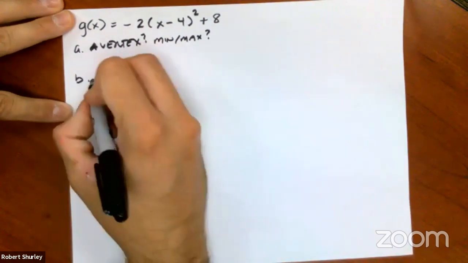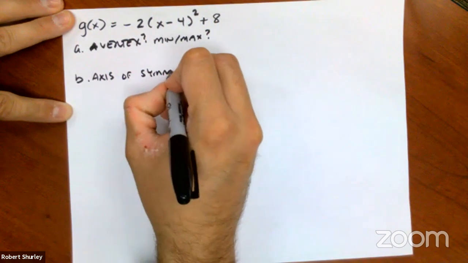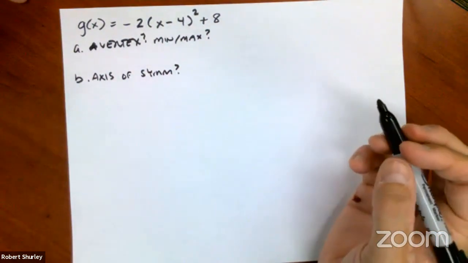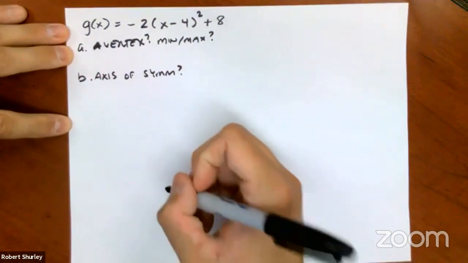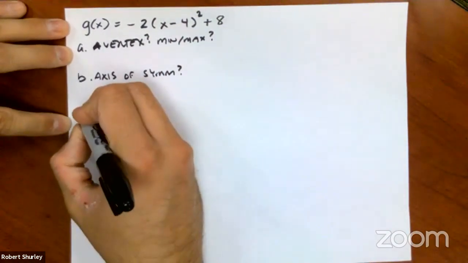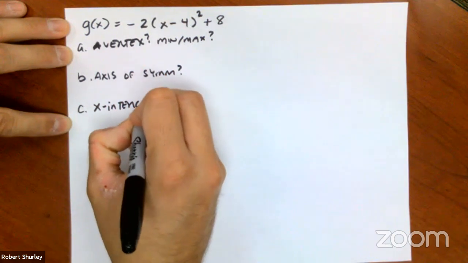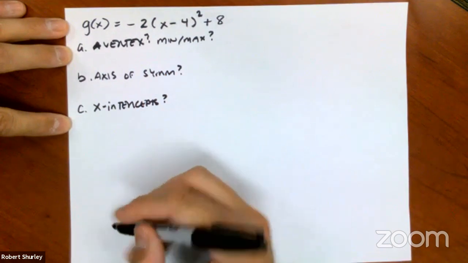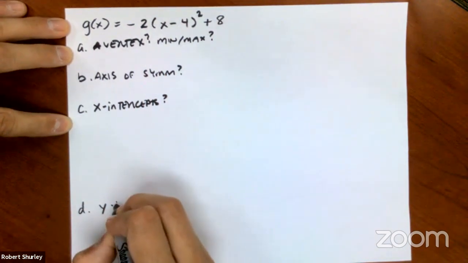B, I'm going to ask, what's the axis of symmetry? C, we want a few more coordinates to graph this a little better, and this is what we really need to know for the next few sections. C, what are the x-intercepts? That might take a little space. Actually, maybe I'll do D down here. Well, y-intercept.